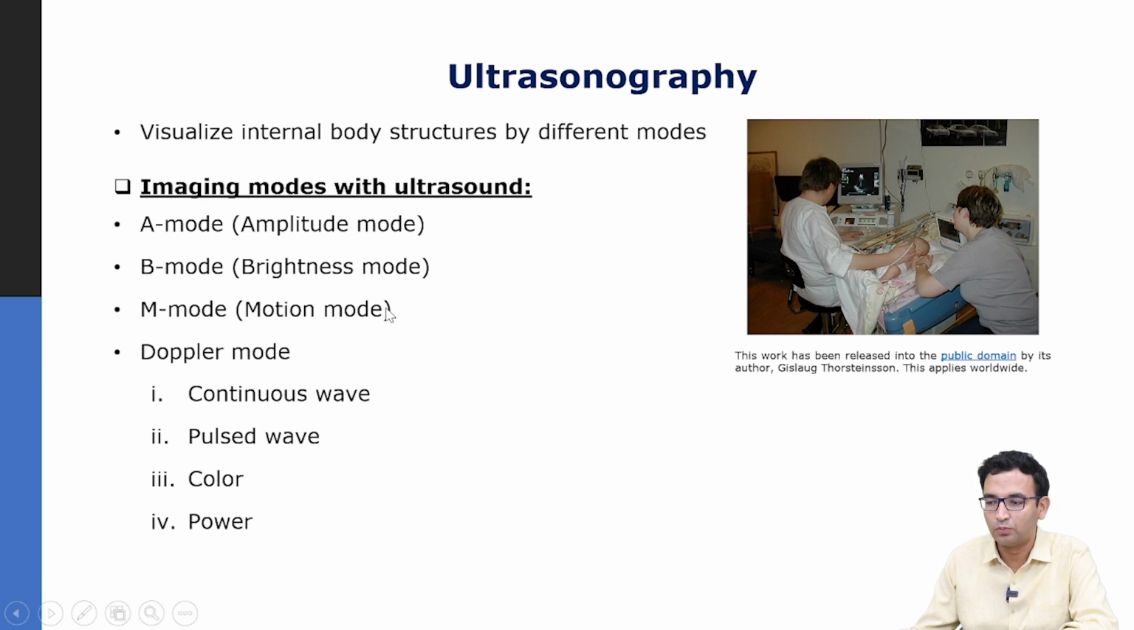Next is the M mode or the motion mode. It can be used to look at motion of certain structures such as the heart. And then comes Doppler modes, which are useful for visualizing and quantifying blood flow, and there are a variety of modes including continuous wave, pulsed wave, color and power Doppler. So, we will just revise them quickly.